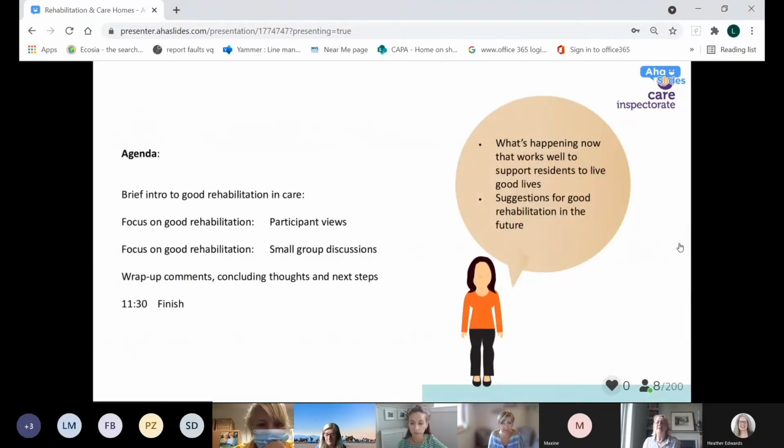What's it all about? Well, today what we're going to be doing is having a brief introduction to good rehabilitation and care. You know, what does it mean? What's it all about? That Beth is going to take us through. And we'll focus in on that good rehabilitation, getting your views about what works at the moment and what's helpful. We'll be breaking up into small groups for discussions. And then at the end, we'll wrap up with our concluding thoughts and next steps.